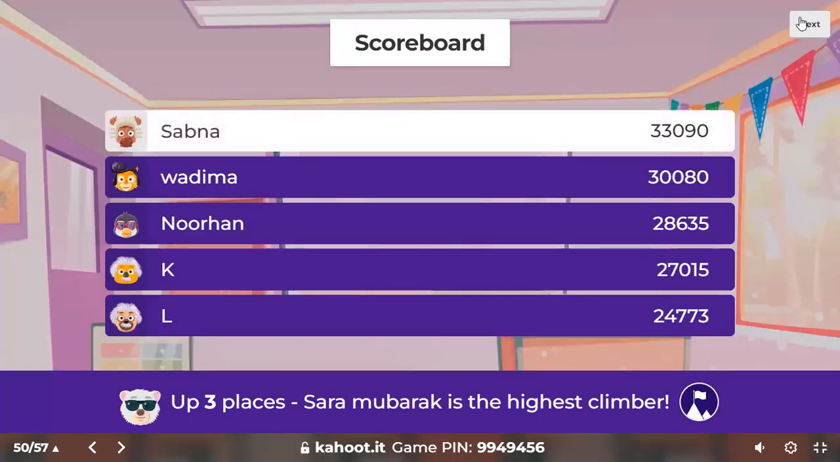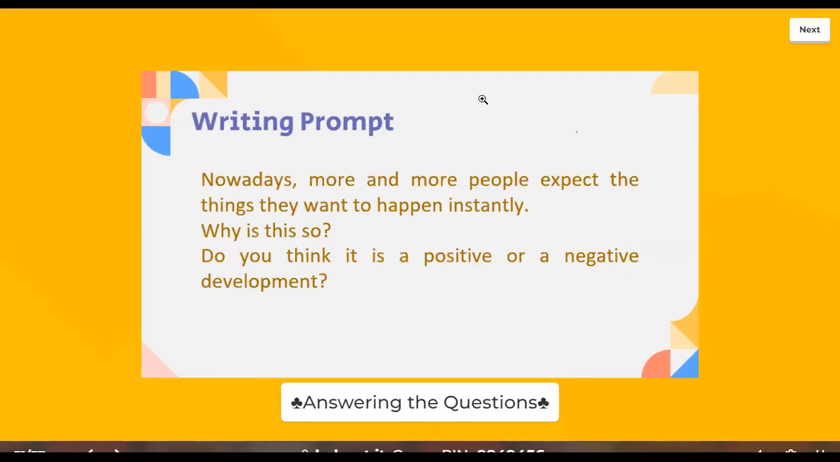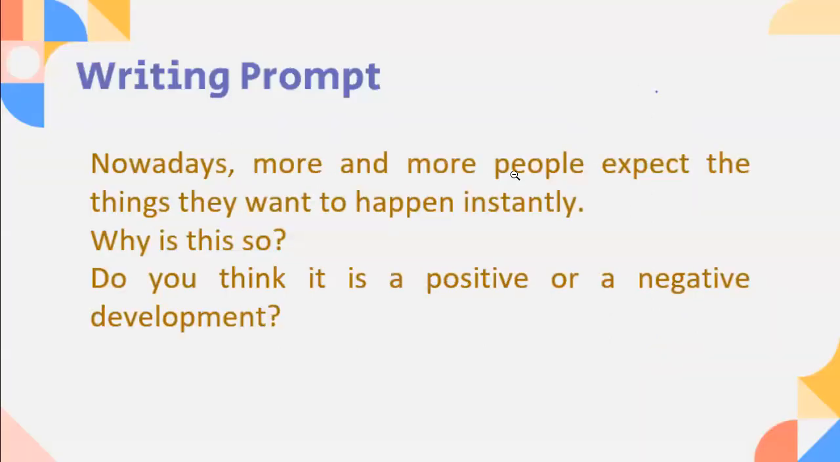مثلا مستر كلمة popular كانت في آخر الجملة نخليها popularity في أول الجملة. أحسنت popularity لأنه تولي إيش؟ تولي noun. وpopular كانت adjective رجعتها noun. Okay, now this is the writing prompt. Nowadays more and more people expect things they want to happen instantly.